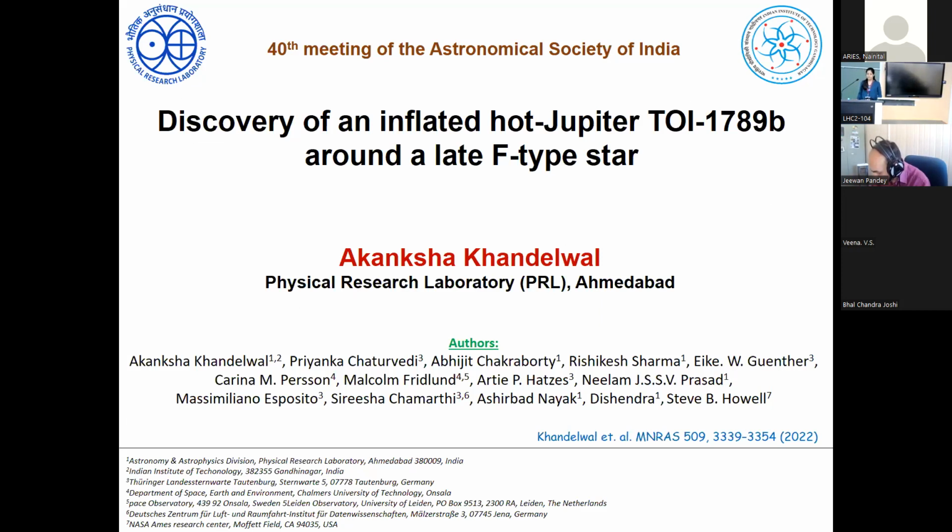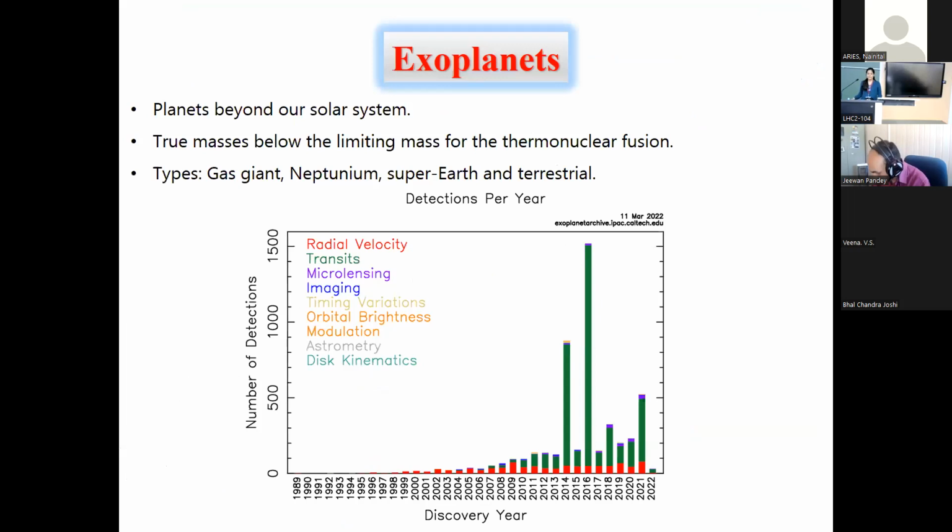Now I will discuss what exoplanets are. Exoplanets are extrasolar planets, or planets beyond our solar system. Their true masses are below the limiting mass for thermonuclear fusion of deuterium, and depending upon their masses and sizes, they can be characterized into gas giant, Neptunian, super Earth, and terrestrial. In this figure, you can see the number of detected exoplanets with respect to their discovery year. You can also see that most of the planets are detected by the transit and radial velocity methods. Now I will discuss what these methods are.